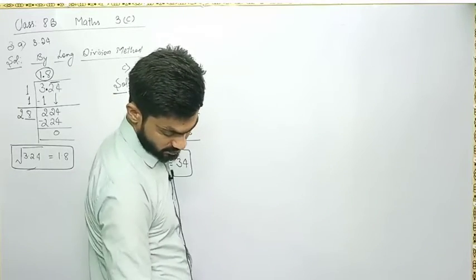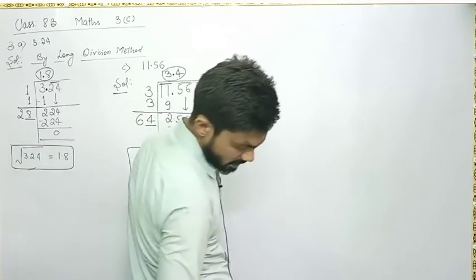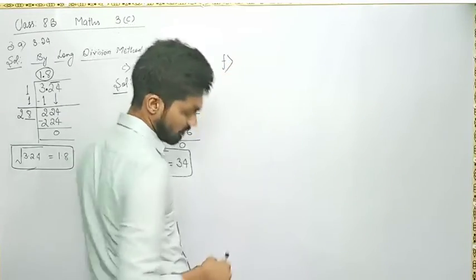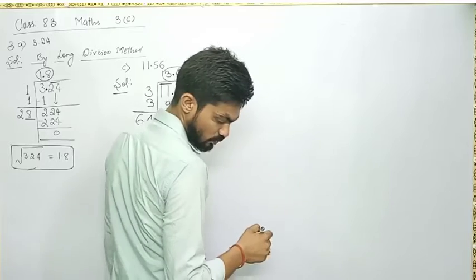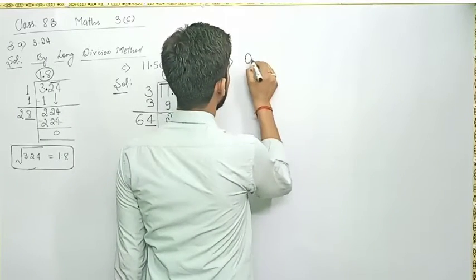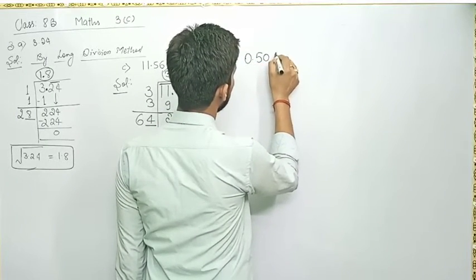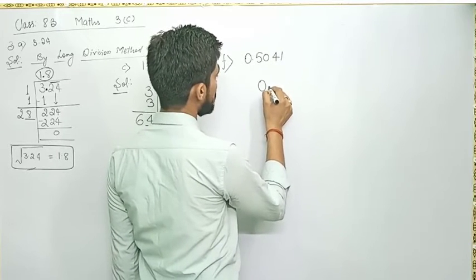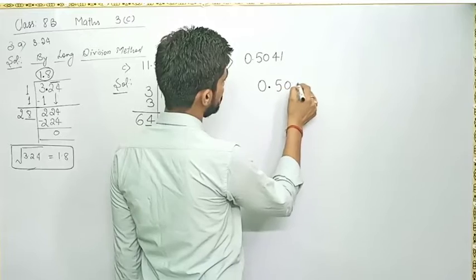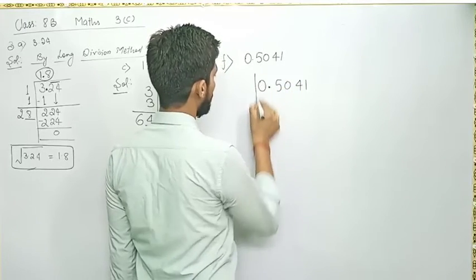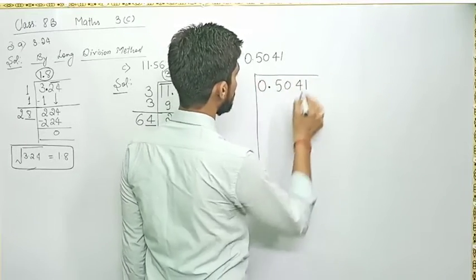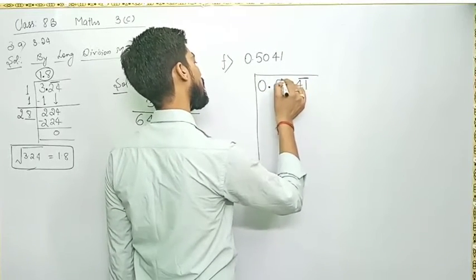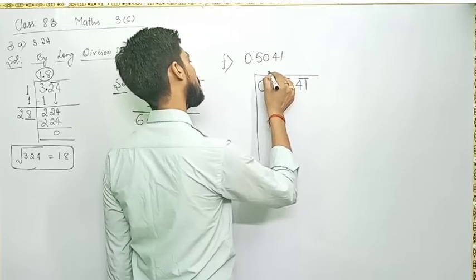Like that you may solve D part, E part also. I am telling you F part. See my dear children how to solve F part. F part is 0.5041. How will you write? 0.5041. Dear children, here you can see that at the very first we are given the decimal. So first make a pair and write here the decimal.